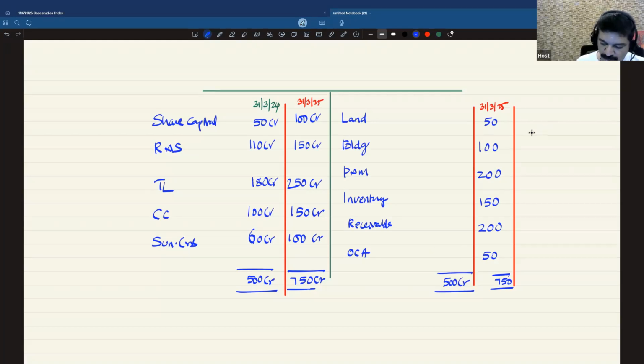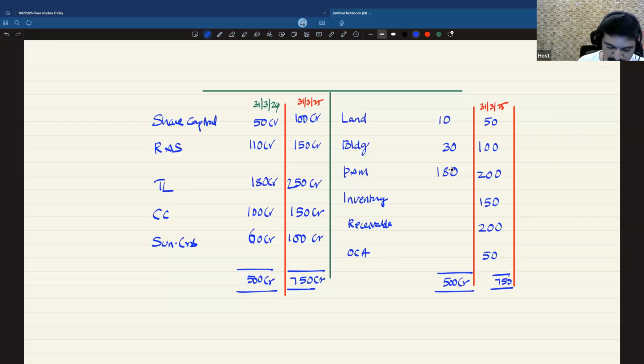Let's say in the previous year, their investment in building is only around 30 crore. And their investment in land was only around 10 crore. And investment in plant and machinery is around 180 crore. So this itself now makes 180 plus 40, 220 crore.